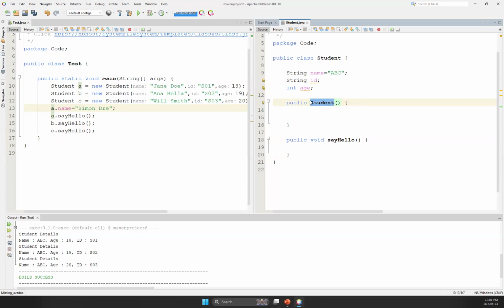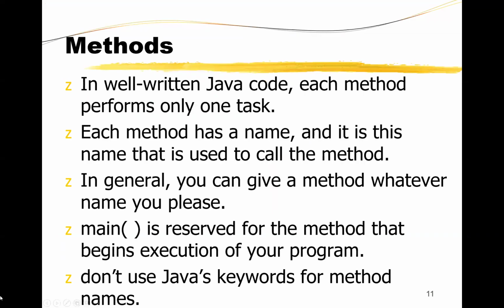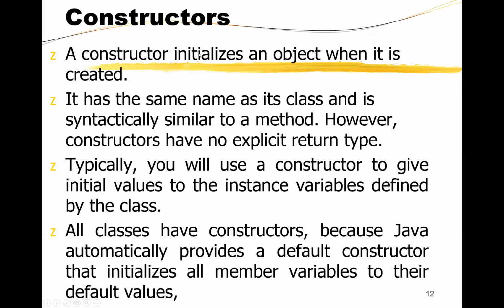Therefore, the main difference between a constructor and a method is that the constructor has the same name as the class name, but the constructor does not have a return type whereas a method has a return type. Right. Now we know about methods. The constructor is used to initialize an object when it is created.